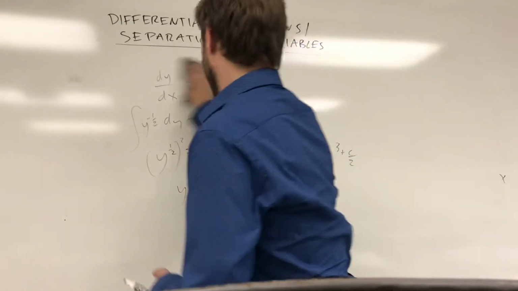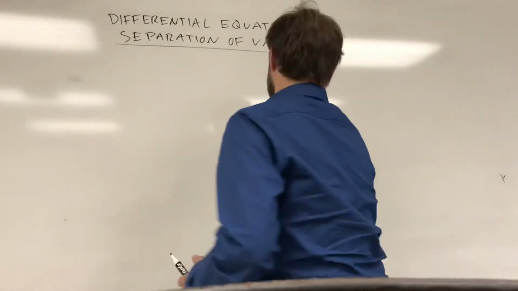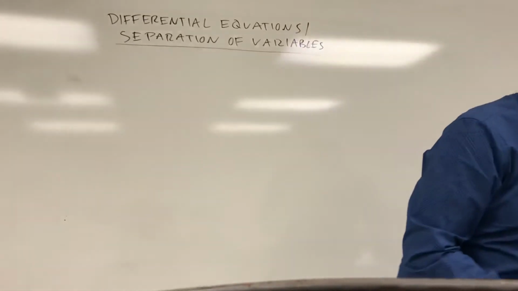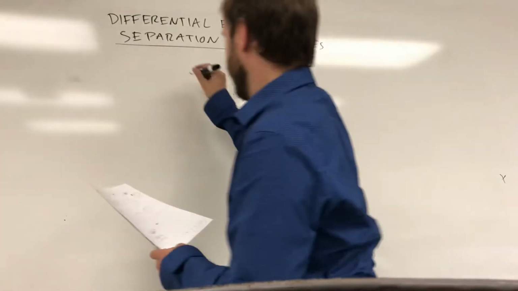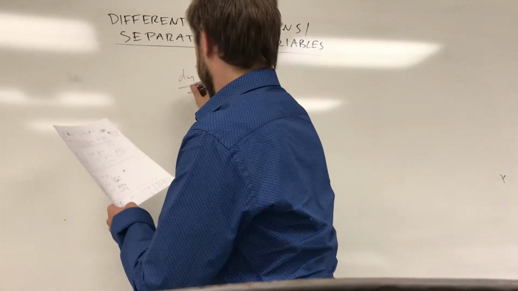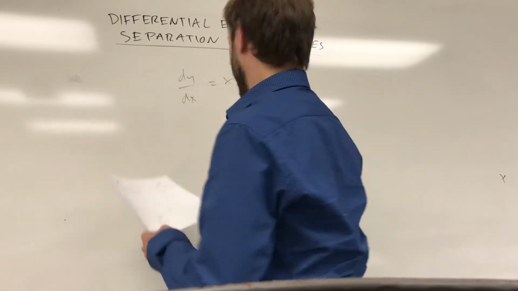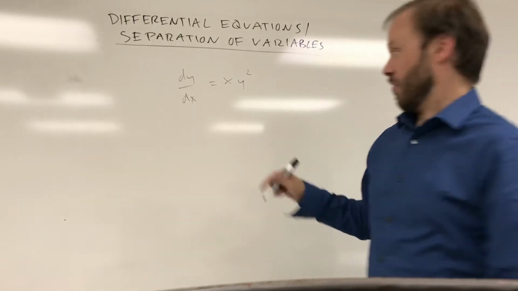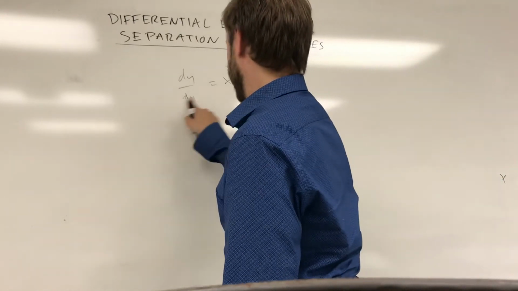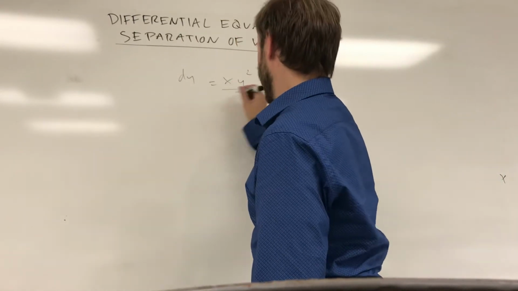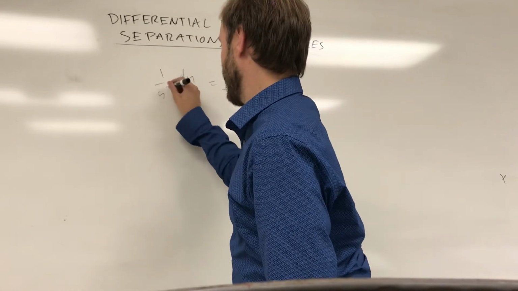All right, let's do one final one. All right, final one here. Looks pretty basic. dy dx is equal to x times y squared. Okay, same kind of thing. Multiply both sides by dx. We got the dx off that side. We're going to divide both sides by y squared. That's going to be 1 over y squared.